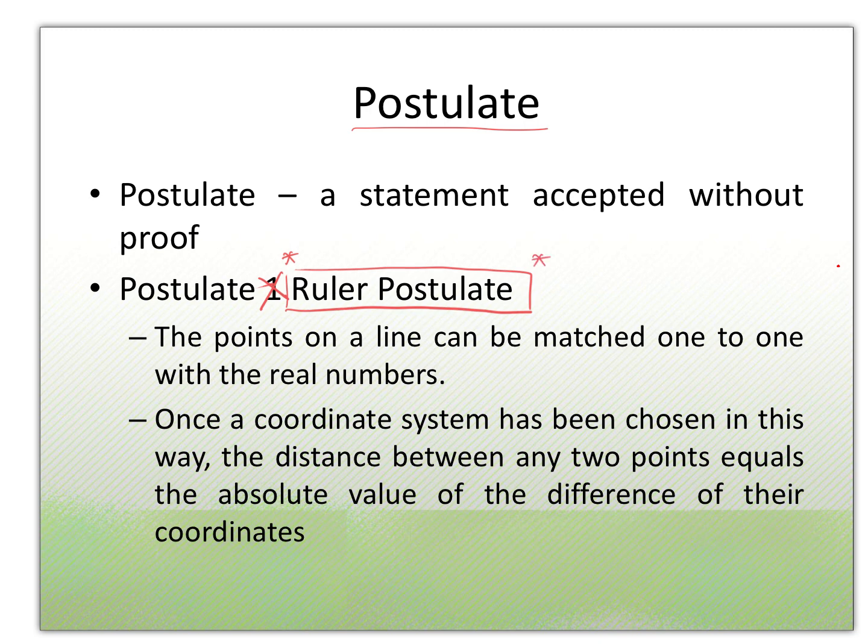So this is the ruler postulate, and the ruler postulate basically tells you that the points on a line can be matched one-to-one with real numbers. So yes, you can take any point on a line and match it with a real value, okay? And once a coordinate system has been chosen in this way, the distance between two points equals the absolute value of the difference of their coordinates. And so that's what we learned in that last slide, okay?